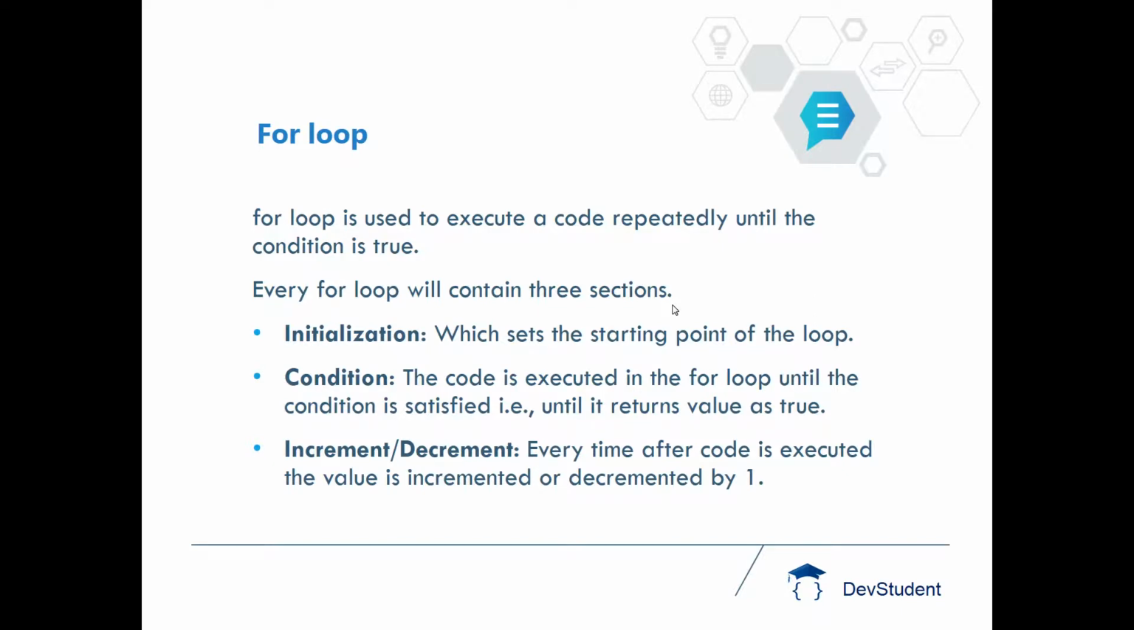A for loop is used to execute a code repeatedly until a condition is met. In C#.NET, if you write a line of code, it will be executed once. If you want to execute it repeatedly based on some condition, then you can use for loops.